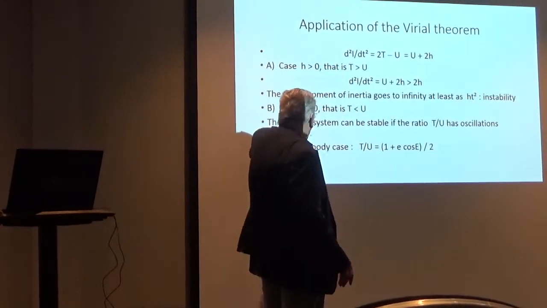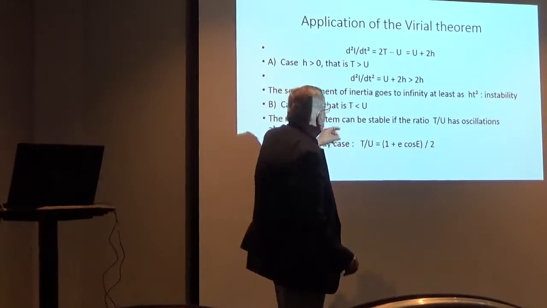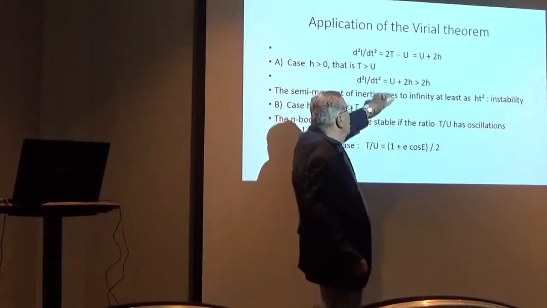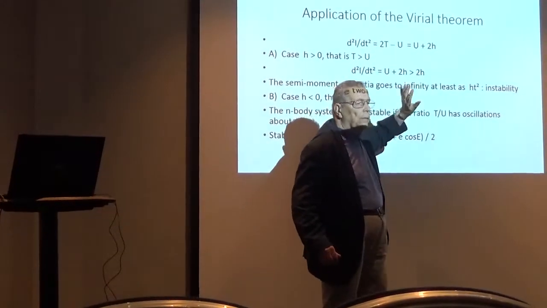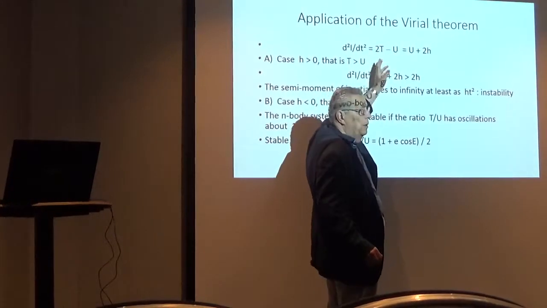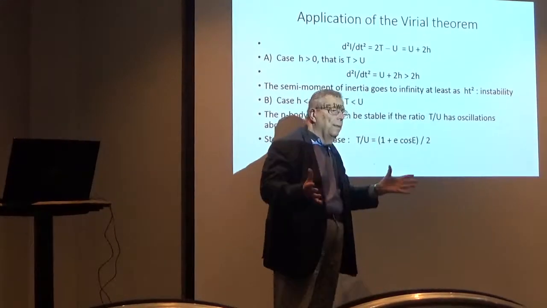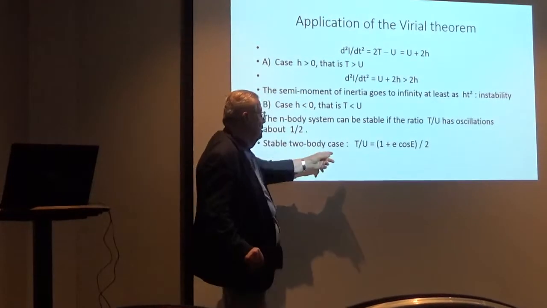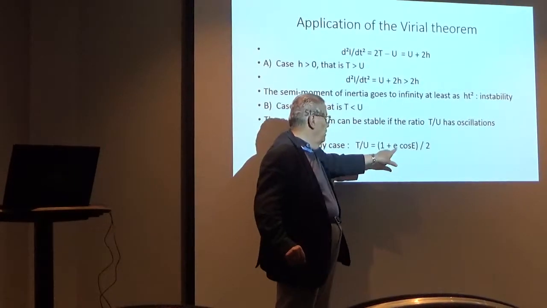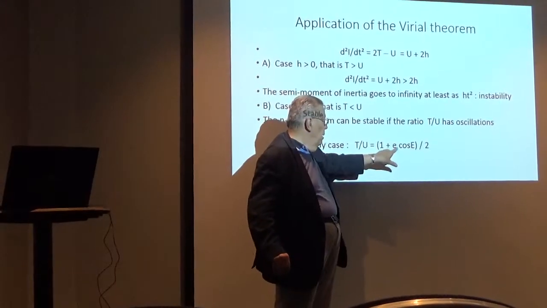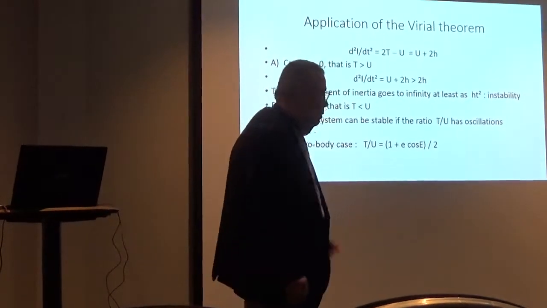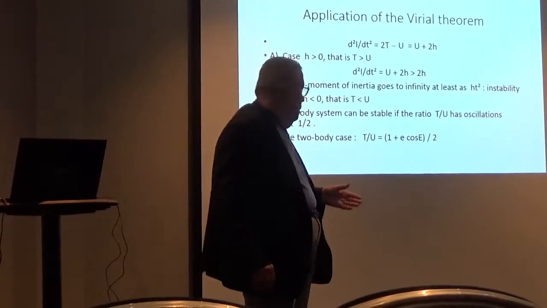So what happens if the energy is negative? Then 2T, T is smaller than U, the difference is H, and 2T minus U may be positive, may be negative. The ratio T over U on average must be about 1/2 in order to have a stable system. For instance, in the 2-body case, the ratio T over U is given by this expression, about 1/2, with e the eccentricity of the elliptic motion, and capital E the eccentric anomaly. So it goes up and down about 1/2.